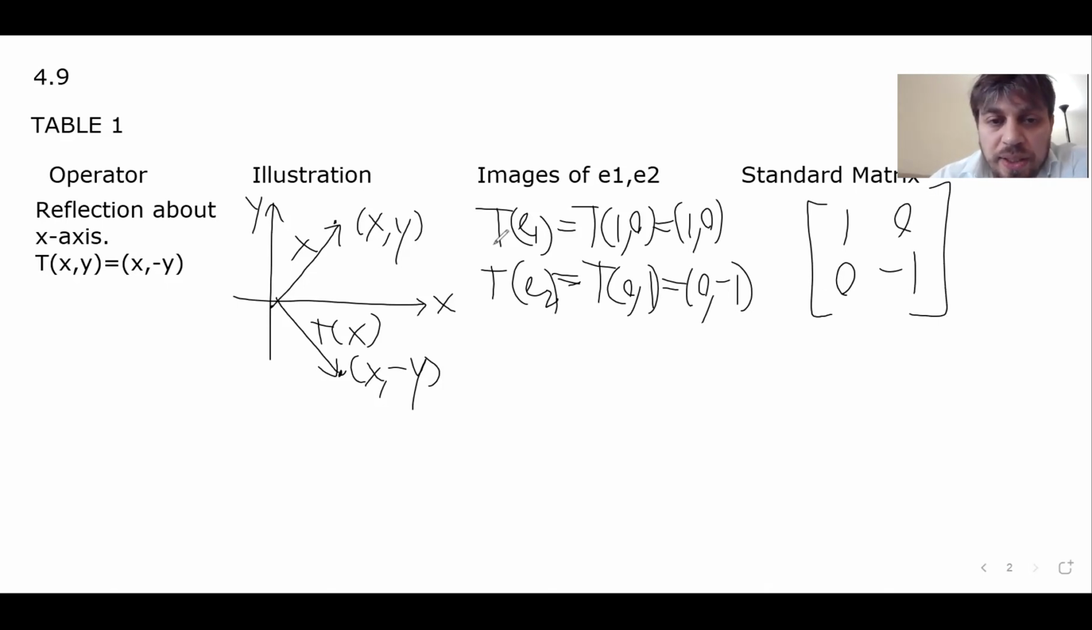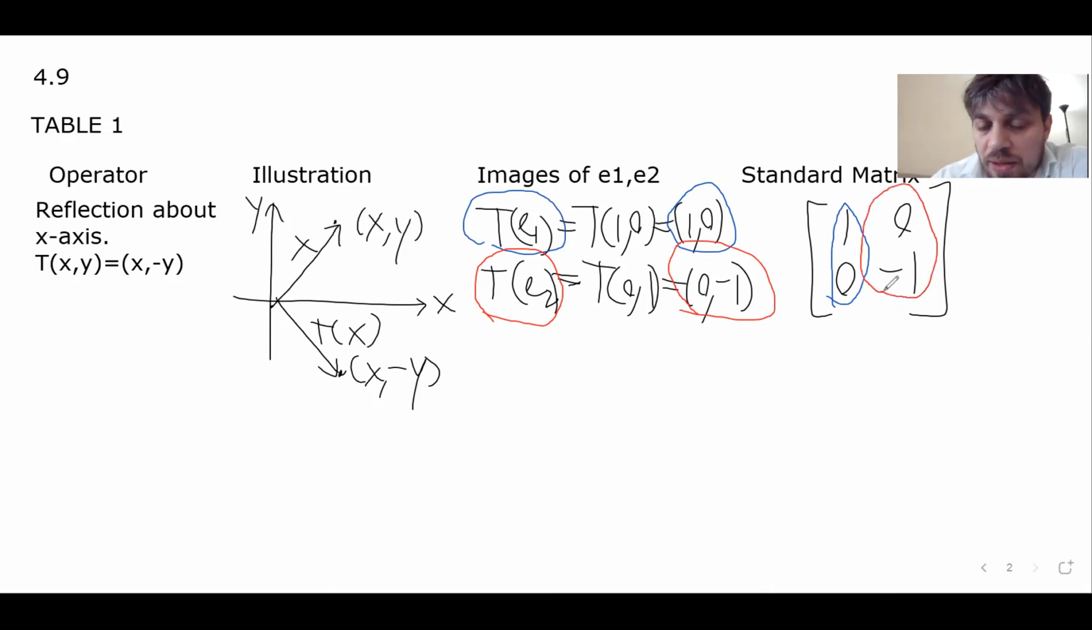So what's happening here is that T of E1 is 1 comma 0. So that's the first column of the standard matrix. T of E2, the image of the second standard unit vector E2, T of E2 is equal to 0 comma negative 1, and that's the second column of the standard matrix. So we're getting the columns of our standard matrix from the images under T of E1 and E2.